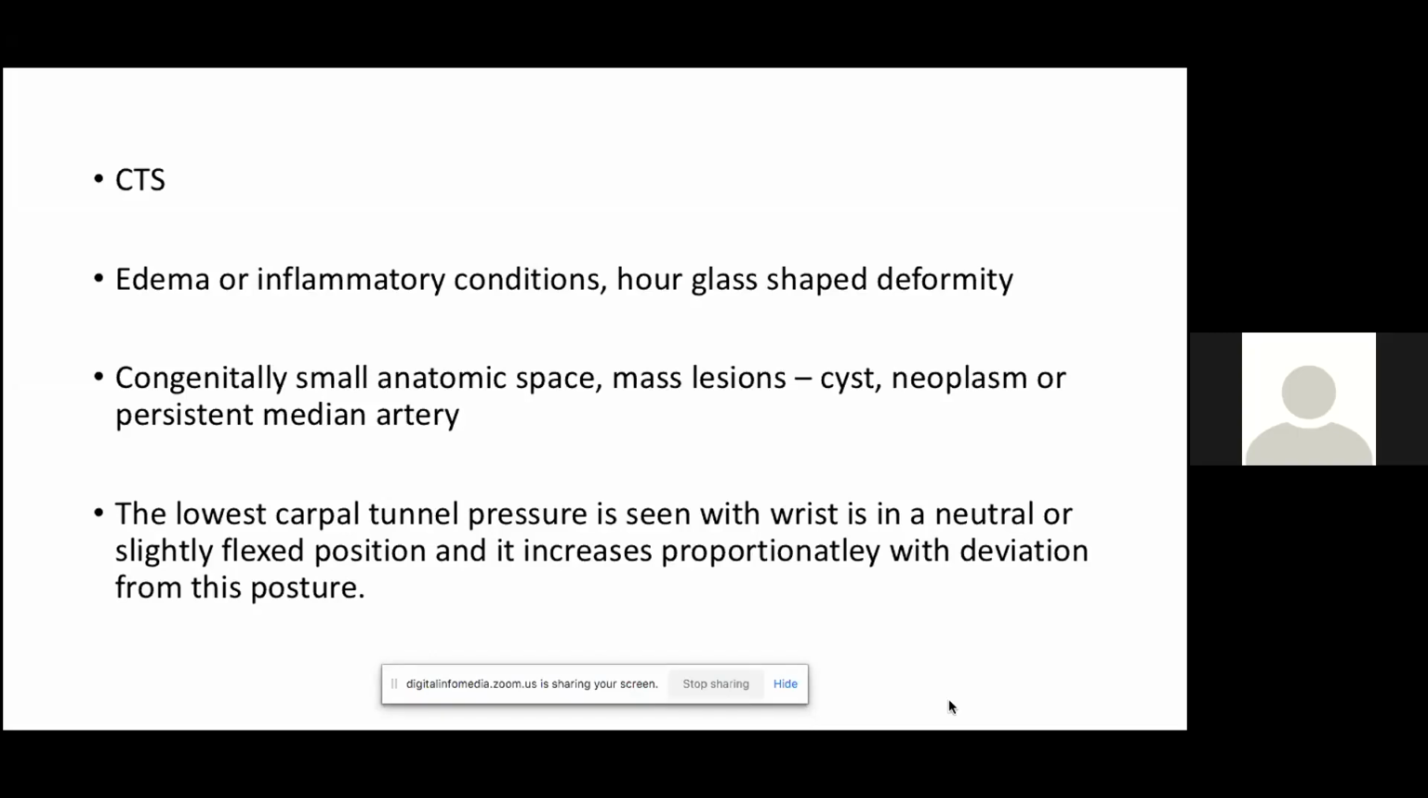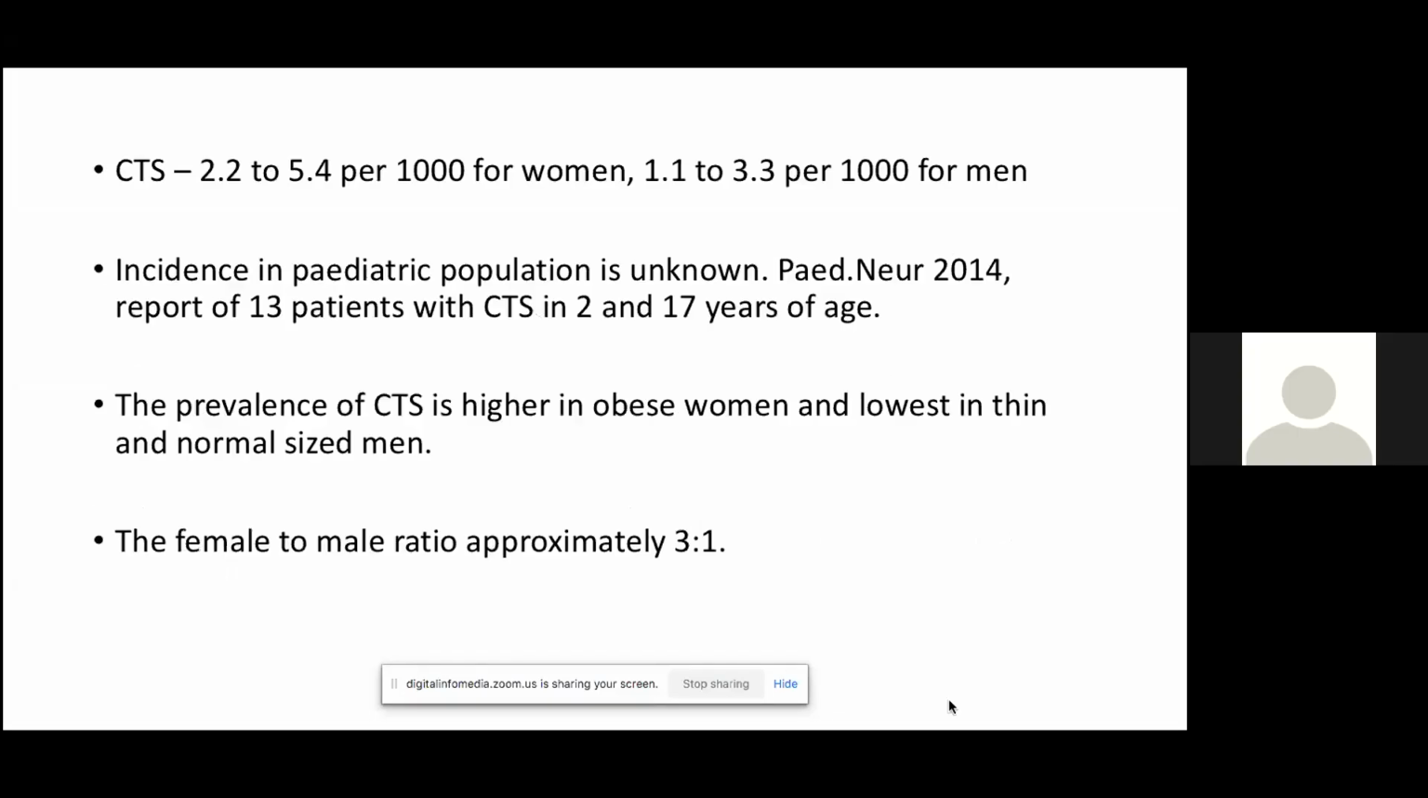This is very important. The incidence of carpal tunnel syndrome is 2.2 to 5.4 per thousand for women, and 1.1 to 3.3 per thousand for men.